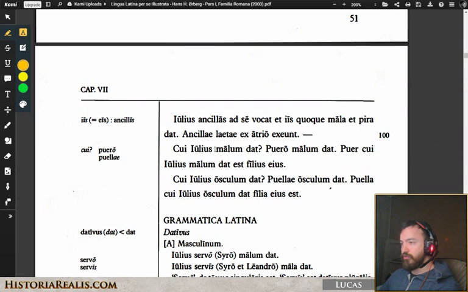So who does Iulius give an apple to, supposedly? Puero malum dat. Puero is boy. So he gives the apple to the boy. Puer cui Iulius malum dat est filius eius. The kid who Iulius gives an apple to is his son. Cui Iulius osculum dat? Who does Iulius give a kiss to? Puellae osculum dat. The girl he gives a kiss to. Puella cui Iulius osculum dat filia eius est. The girl who Iulius gives the kiss to is his daughter.